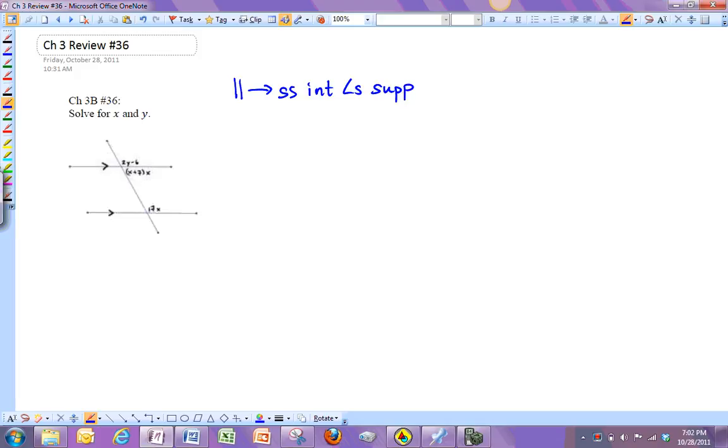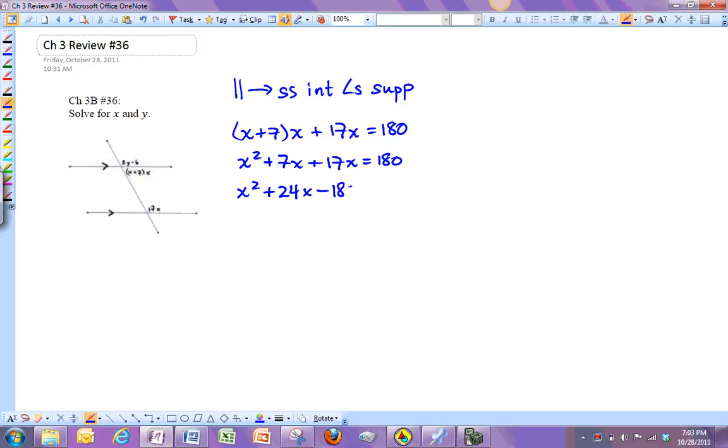Okay, so that means that I am going to take those two angles and add them together, and they should equal 180. So I'm going to get x squared plus 7x plus 17x equals 180. And if I combine like terms, I get 24x here, and then if I bring the 180 over, I can set it up so that it equals 0. Now at this point, you can do two things. You can go the factoring route, or you can go the quadratic formula route.